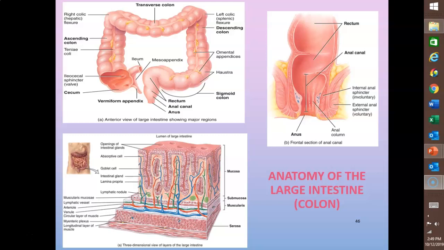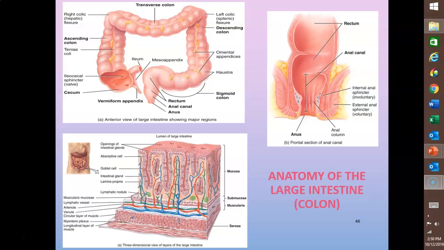So the anus is surrounded by an internal anal sphincter of smooth muscle, and remember that's involuntary, and an external anal sphincter of skeletal muscle that is voluntary. So these two sphincters together keep the anus closed, except when we're trying to expel feces. The wall of the large intestine contains, again, those typical 4 layers that we find in the gastrointestinal tract: the mucosa, submucosa, the muscularis, and the serosa.